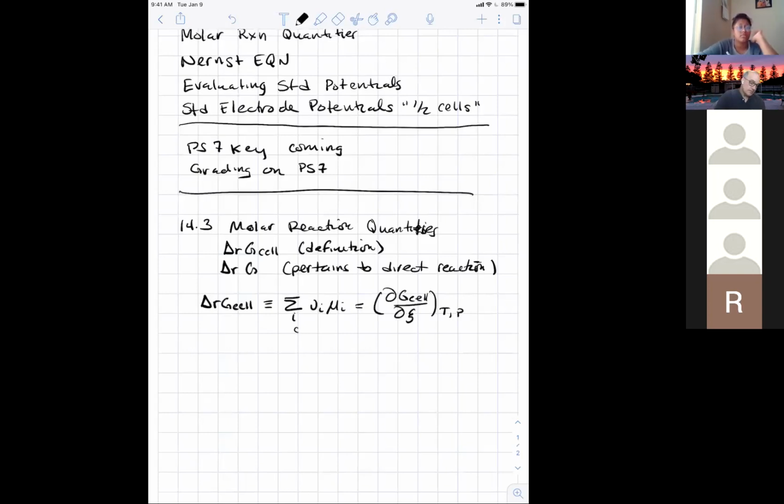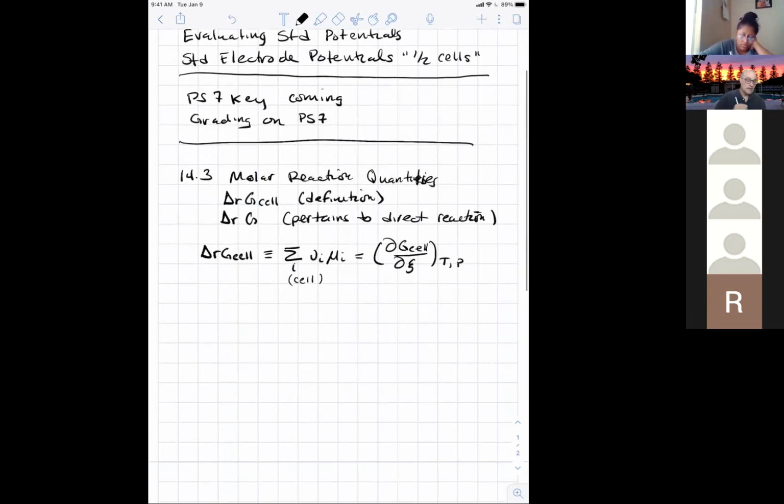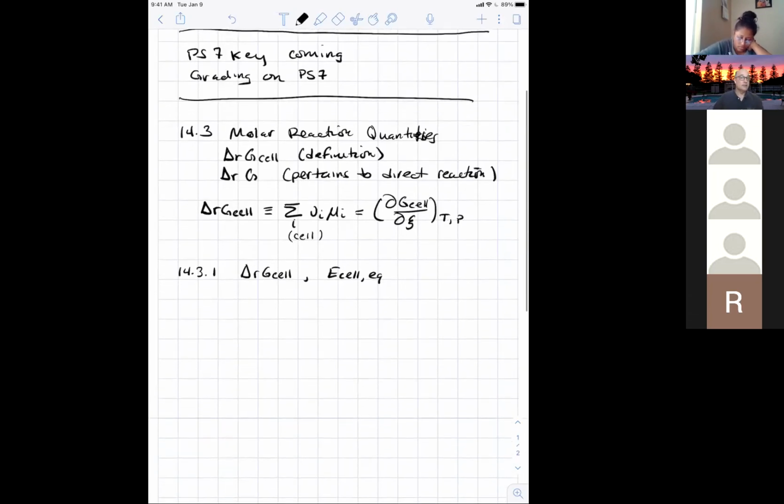And this sum would be over the things in the cell, right? Because that summation is kind of non-specific. So we have to make sure that we know what we're dealing with here. So let's relate the delta G of the cell to the EMF of the cell.